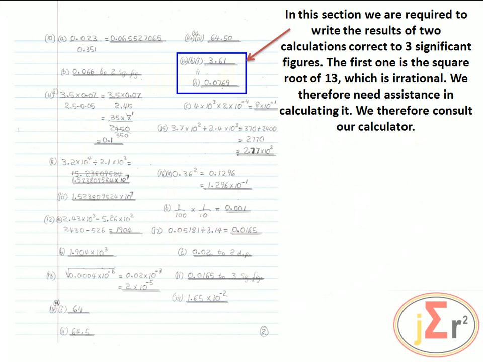In this section, we are required to write the results of two calculations correct to three significant figures. The first one is the square root of 13, which is irrational. We therefore need assistance in calculating it. We therefore consult our calculator.